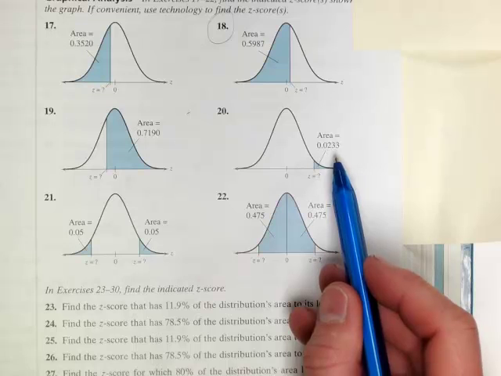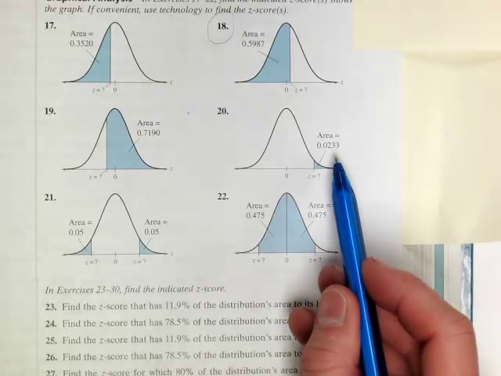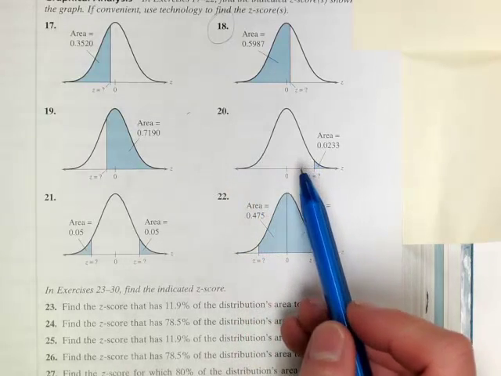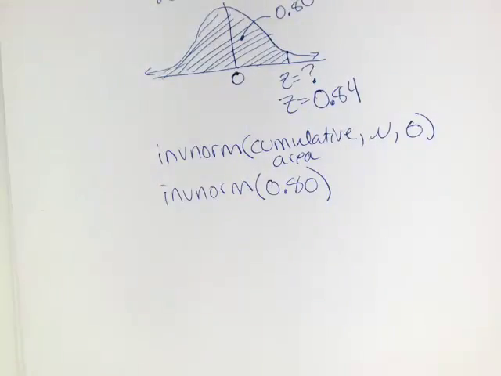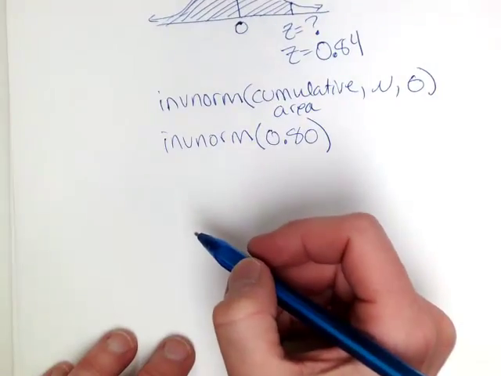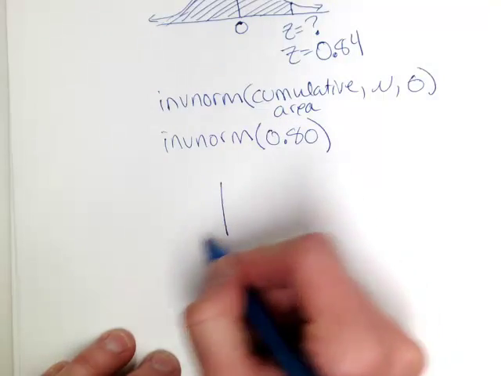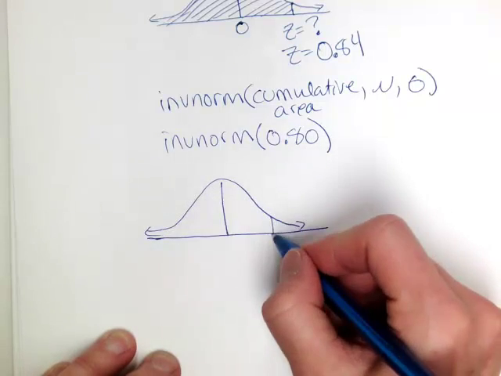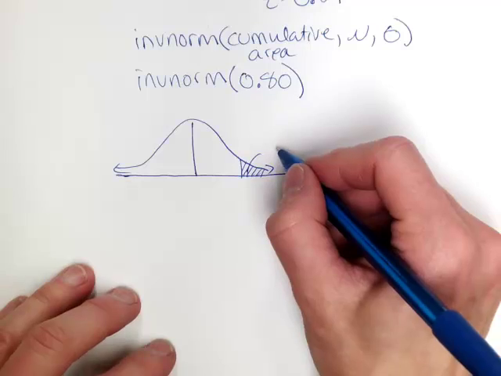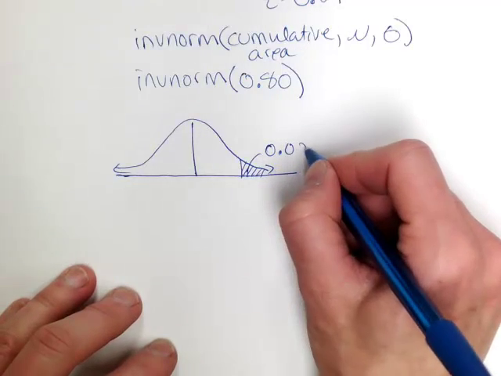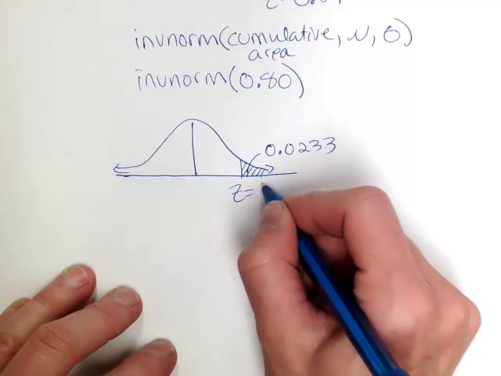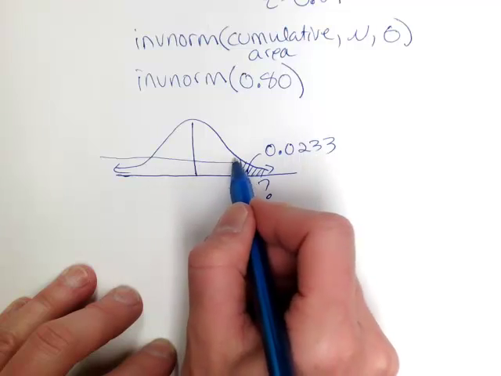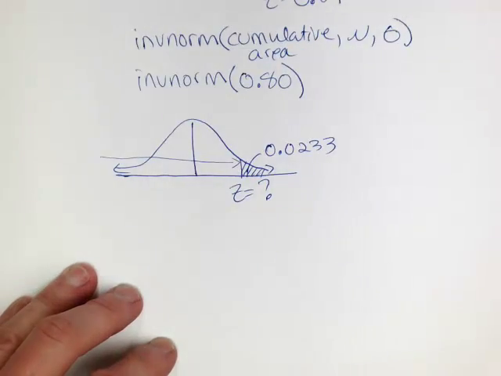Now, the calculator and also the standard normal table read from negative infinity up to this point. So our input is not going to be 0.0233. What I'm saying here is I have this upper tail shaded, and it has an area of 0.0233. We want this z-score. But our standard normal table needs this cumulative area, and also our calculator needs that cumulative area.